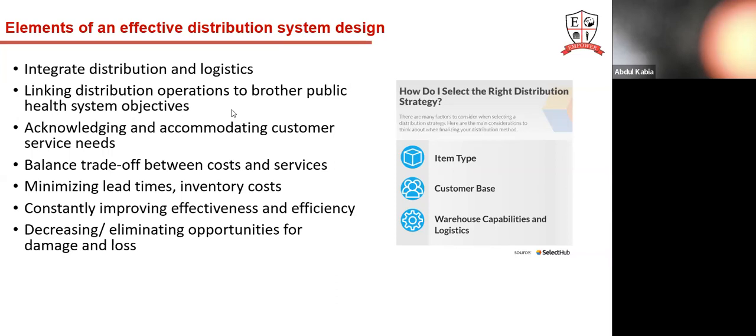And constantly improving effectiveness and efficiency. You decrease or eliminate opportunities for damage and loss. Those are the priorities. All these things you need to consider. How can I decrease loss? How can I minimize theft? Those are all the things you take into consideration before you design a distribution system. So apparently, you cannot just be thinking of designing, but you should know that there are certain elements I need to go through before I design a distribution and storage system.